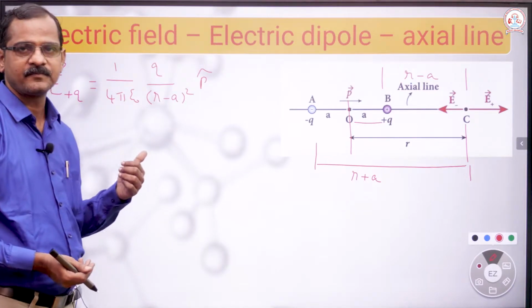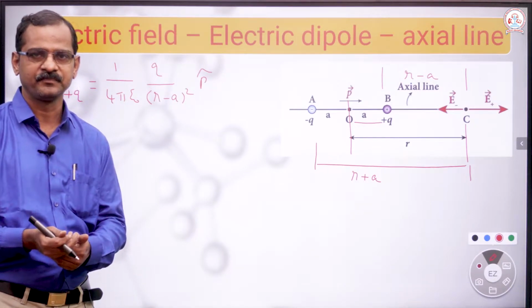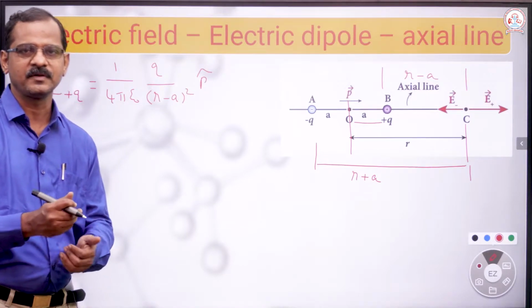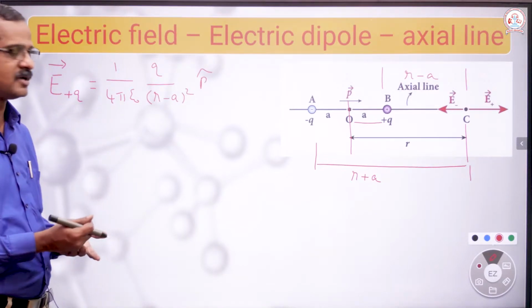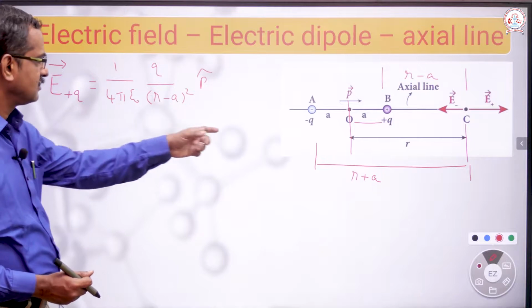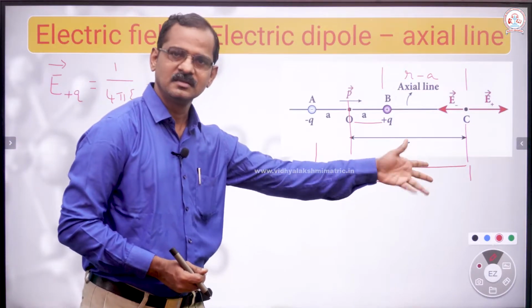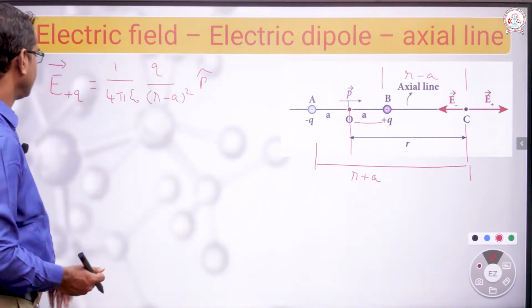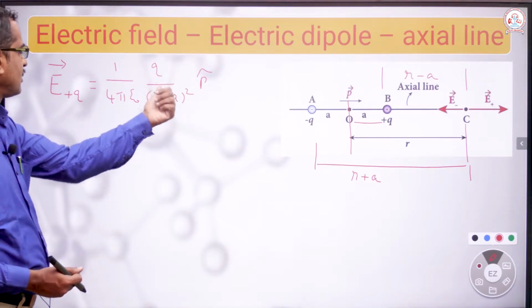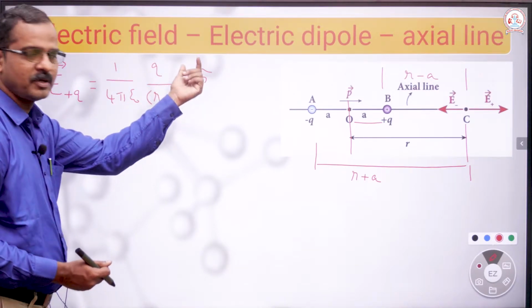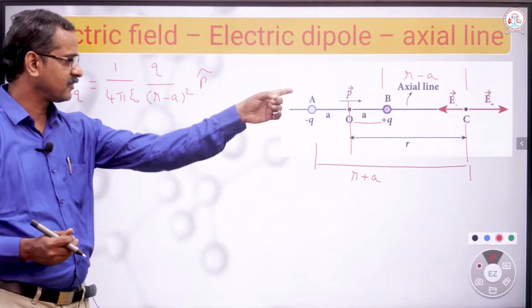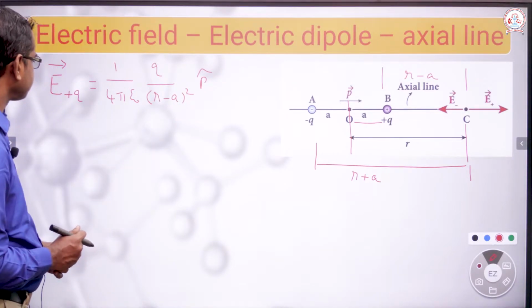Epsilon naught is the permittivity of the medium, 8.854 into 10 power minus 12. It's a constant, a mere number. This r and a are distances, which are also scalar quantities. So, to represent this in vector form, we add P cap, where P cap is the unit vector for the electric dipole moment.